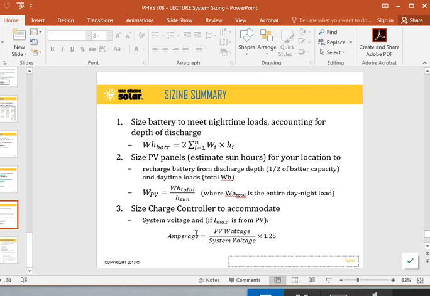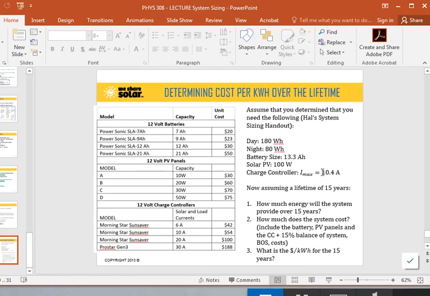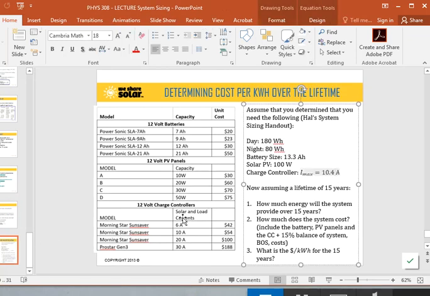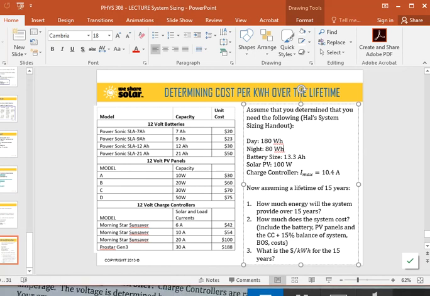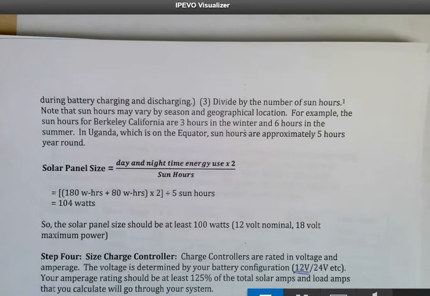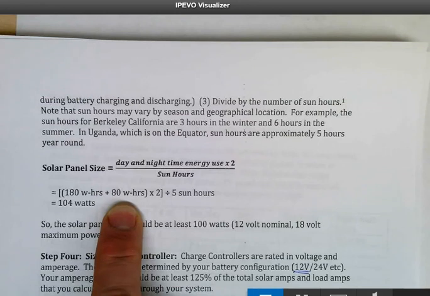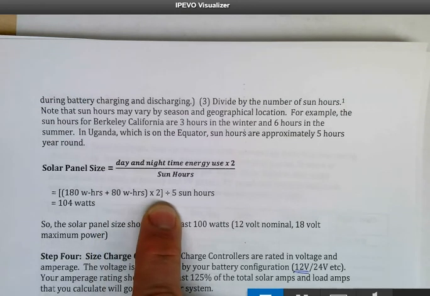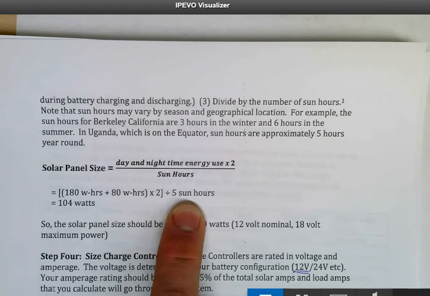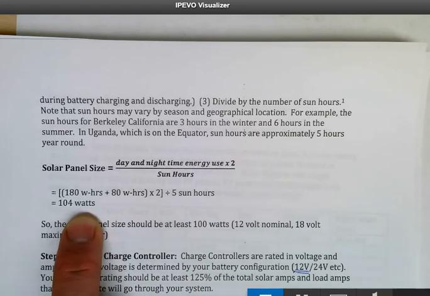So if you had calculated that you needed a 10.4 amp charge controller, right? For this, here's an example. This is what's worked out on this worksheet from Hal, a daytime load of 180 watt hours and a nighttime load of 80 watt hours. Putting all those values together, 180 watt hours plus 80 watt hours is 260. If you multiply by 2, that's a little over 500. Then if you divide by 5 sun hours, that gets you about 100 watts, right?